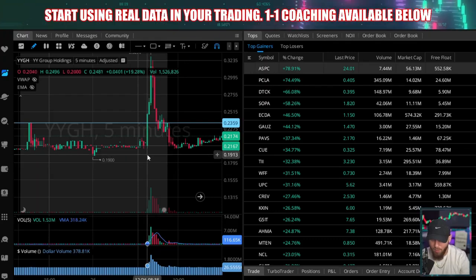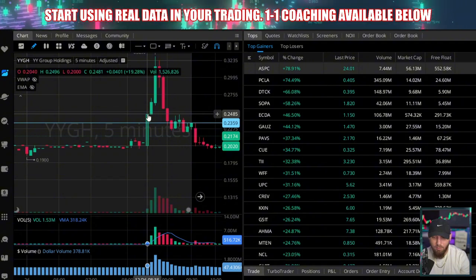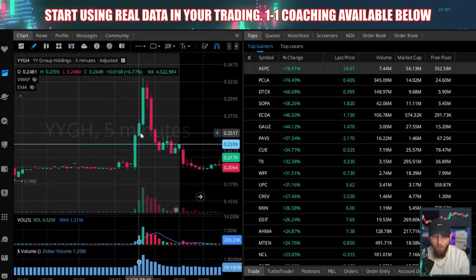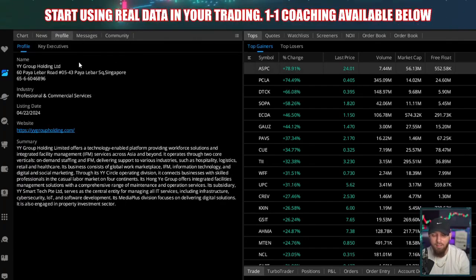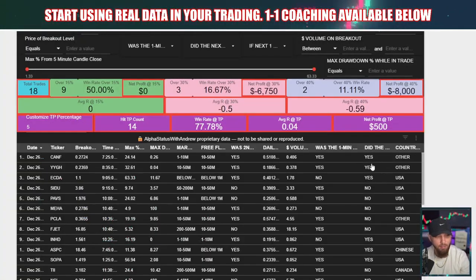This is when we break above right here at 8:35, and this is when the 5-minute candle closes. Now, if we switch over to the 1-minute time frame, you see that both of these 1-minute candles end up closing green. So overall, this was another winner. But if we go to profile, we can see that this stock is from Singapore. And again, I know that it's a profitable strategy, but overall my win rate dropped. So I decided to skip out on that one.